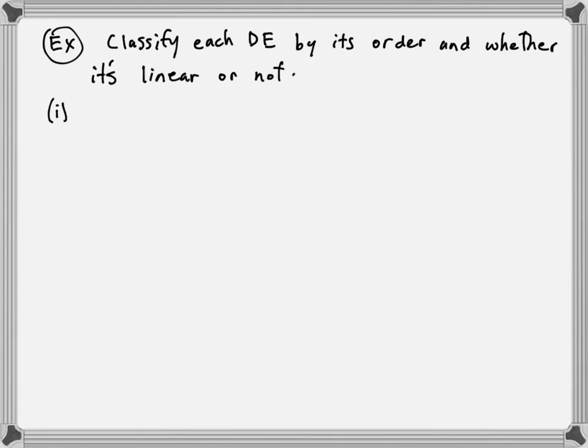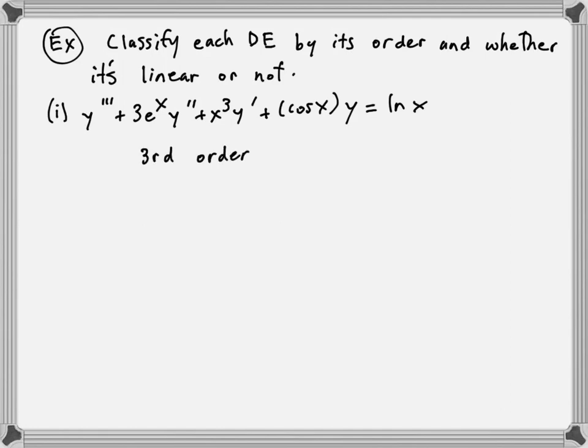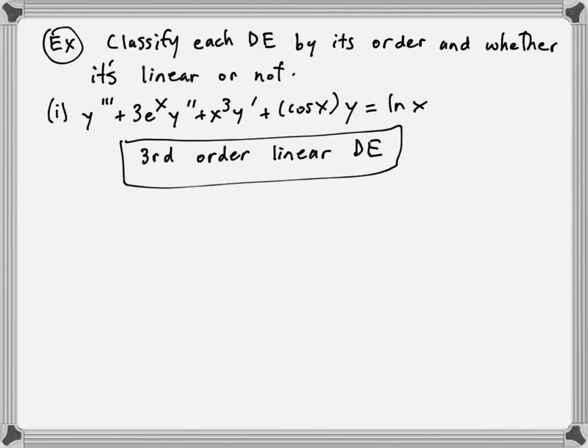So first, y triple prime plus 3e to the x y double prime plus x cubed y prime plus cosine of x times y is equal to ln of x. Okay, so looking at this, we notice that every y is to the first power. And we do have some nonlinear stuff going on, but it's all in the x's. In other words, it is linear, and this is third order. So let me write this down. This is third order linear differential equation. Third order linear.